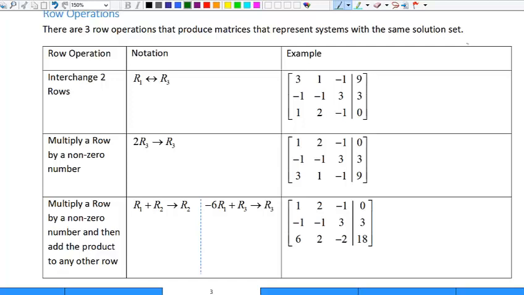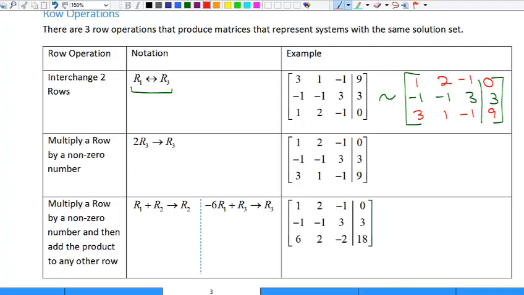Okay, so one row operation that I'm allowed to do that is going to produce a different matrix with the same solution set is interchange 2 rows. For example, if I have the first, second, and third row, and I prefer the first and third to interchange, this is how we write that: instructions, row 1 interchange with row 3. If I do that operation, notice I'm messing with row 1 and row 3. Row 2 stays the same. So the first thing I like to do is write whatever stays the same. Row 1 will end up in row 3. Row 3 will end up in row 1.